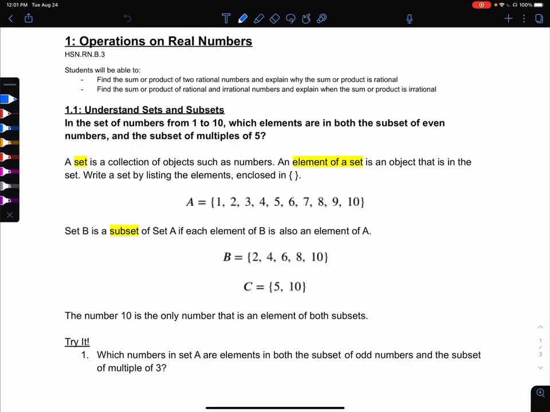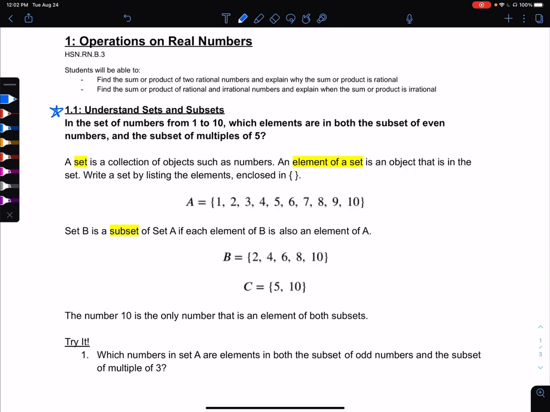Here we're going to look at example 1 from topic 1, operations on real numbers. So 1.1, we're going to understand sets and subsets. In the set of numbers from 1 to 10, which elements are in both the subset of even numbers and the subset of multiples of 5? So this is the question they're asking us, and then we have most of it already written out.